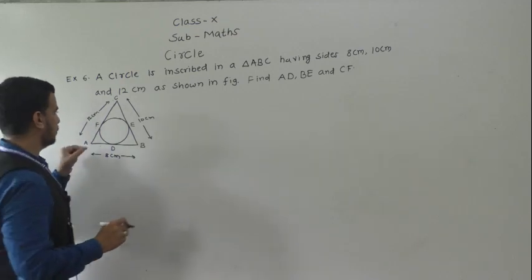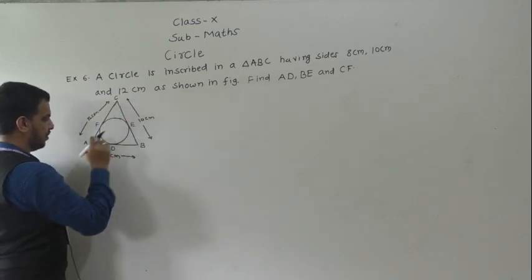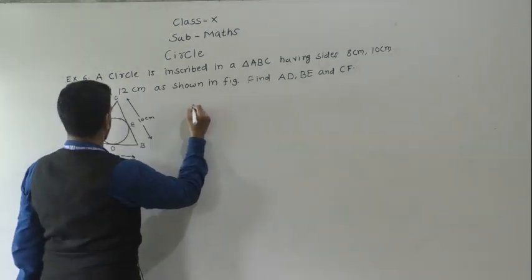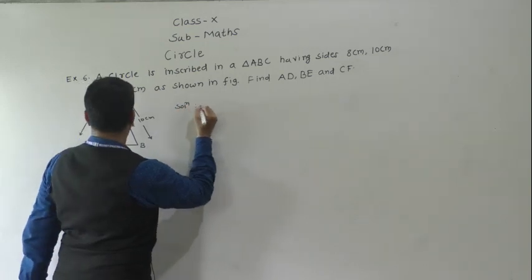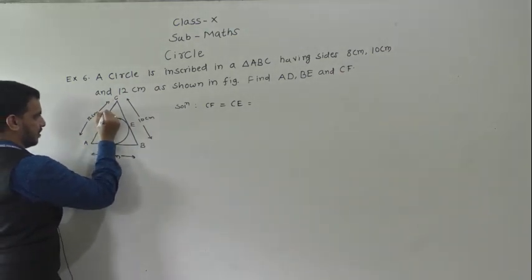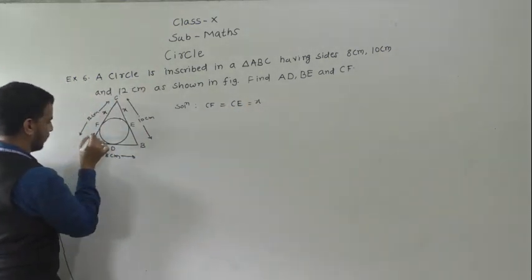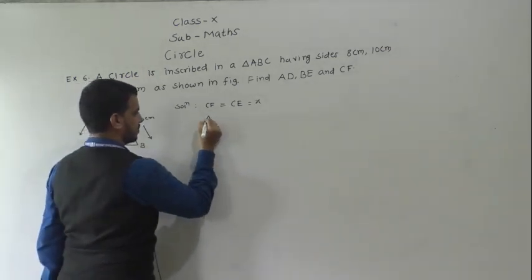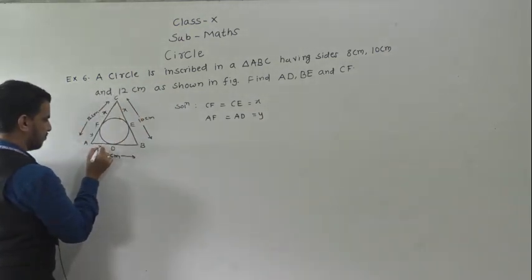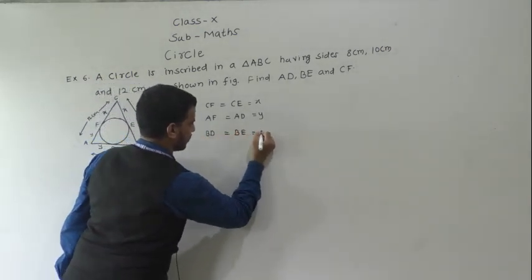First we have to write that tangents drawn from an external point to the circle are equal. So CF and CE are equal, AF and AD are equal, and BD and BE are equal. First write this solution. CF is equal to CE, and we take this as X. Similarly, AF and AD we take as Y. So AF is equal to AD is equal to Y, and BD is equal to BE, we write it as Z.